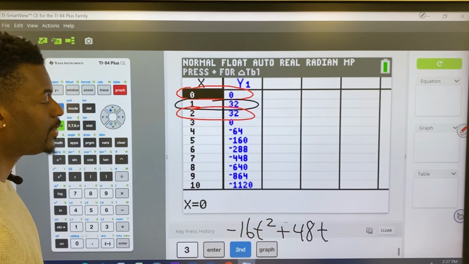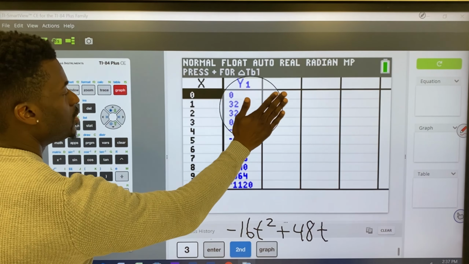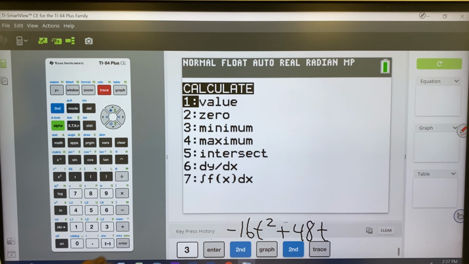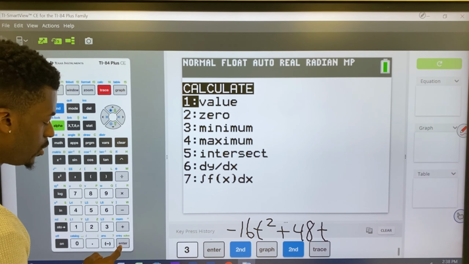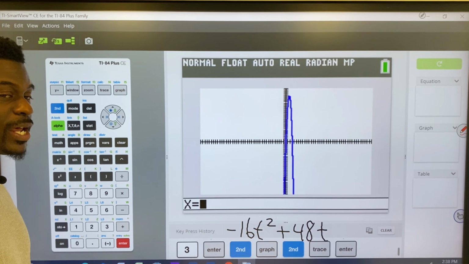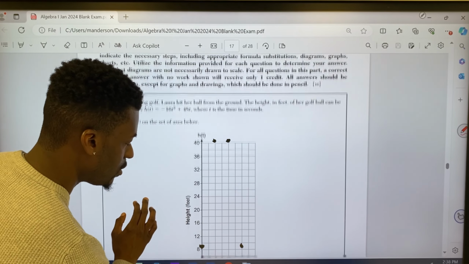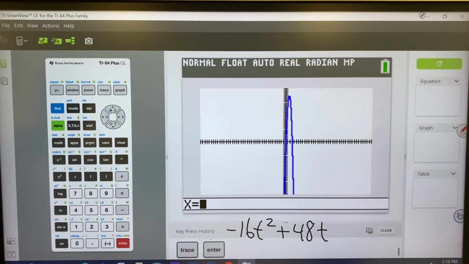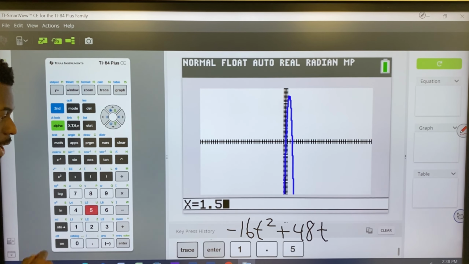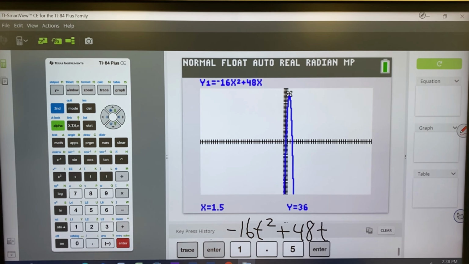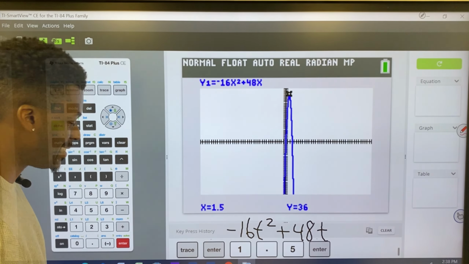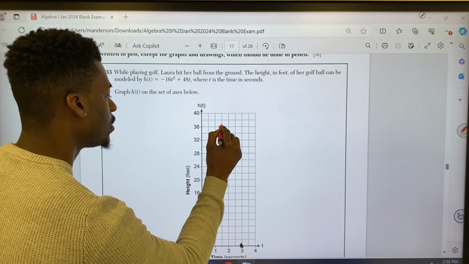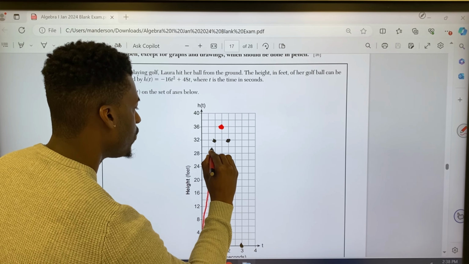You're going to go back into your calculator. You're going to go to second trace. And now you want to know the value, which is 1. So you're going to press 1 or enter. We want 1.5. So what is the value at 1.5? So second trace, enter for 1, and see where it says x equals? I'm just going to put 1.5 and press enter. So who was right? Yeah, he said 36. All right. So I'm going to go to 1.5. Let's go all the way up to 36, make a point. And then I'm going to draw my downward facing parabola.